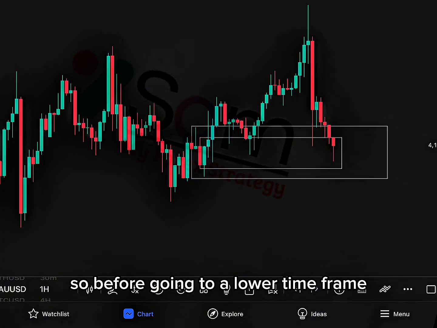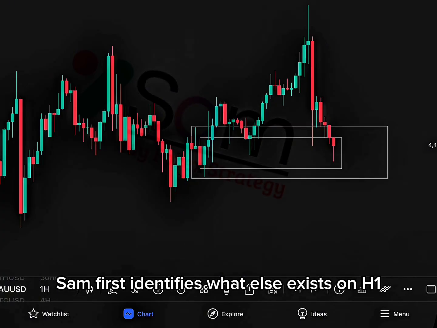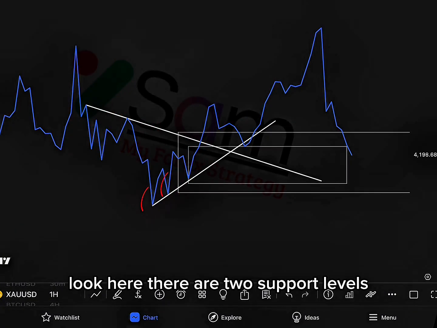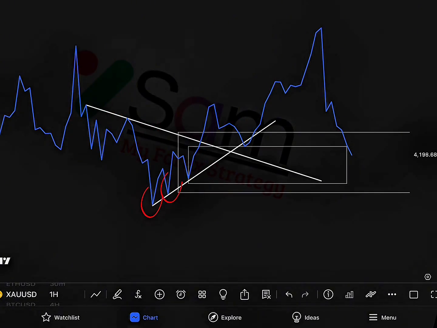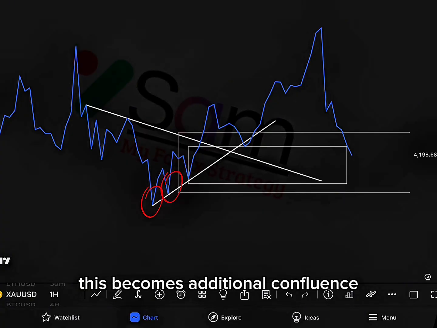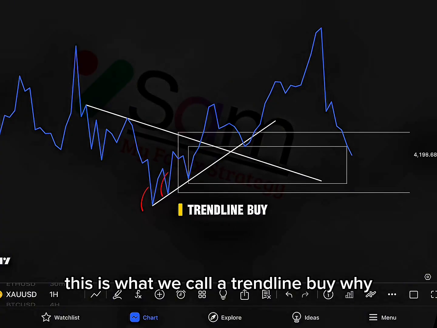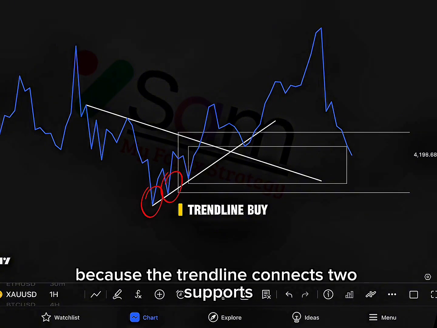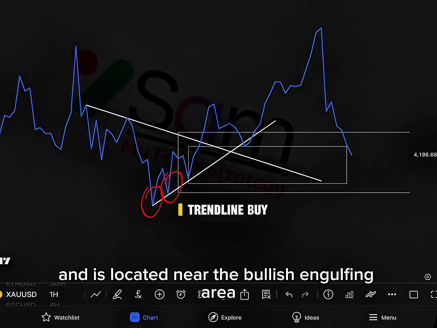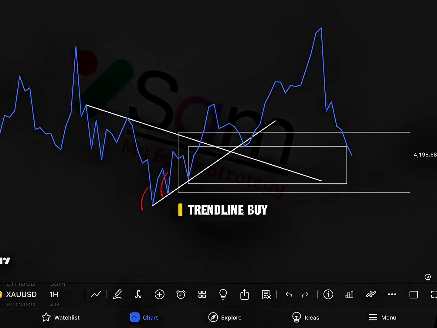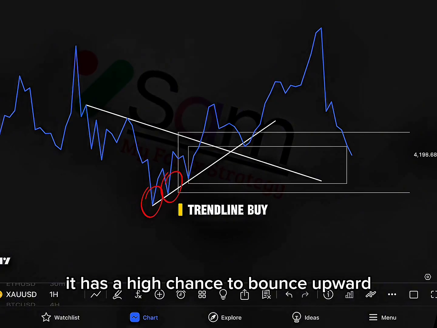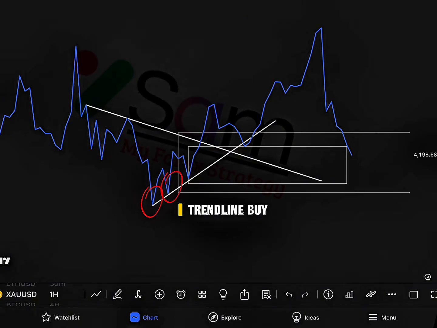So before going to a lower time frame, Sam first identifies what else exists on H1. Look here, there are two support levels. If we draw a trend line like this, it becomes additional confluence. This is what we call a trend line buy. Why? Because the trend line connects two supports and is located near the bullish engulfing area. The assumption is simple. When price touches this trend line, it has a high chance to bounce upward.